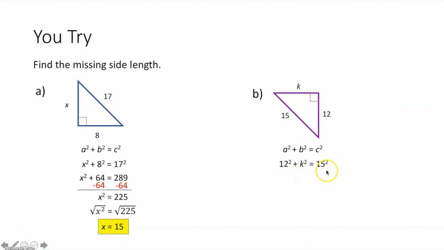Now, we square each of these. So 12 squared is going to give you 144. 15 squared is going to give you 225. We then solve for k by subtracting 144 on both sides. And we get k squared is equal to 81. Then to get k by itself, we got to get rid of the square, so we square root both sides. The square root and the square cancel each other out, and we're left with the square root of 81, which is 9. K equals 9, and you're done.